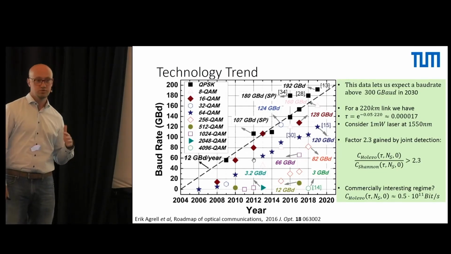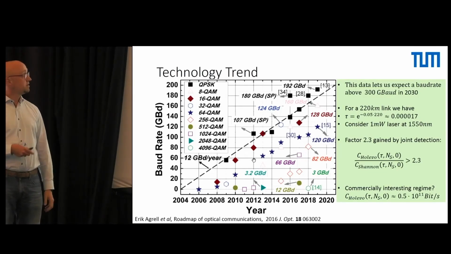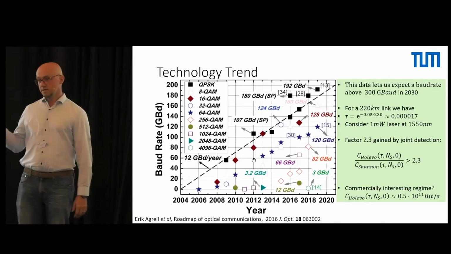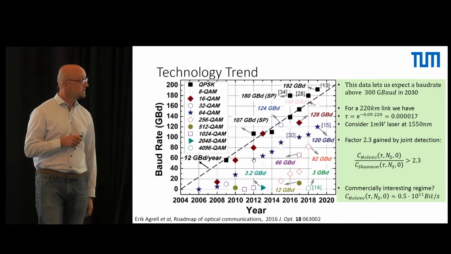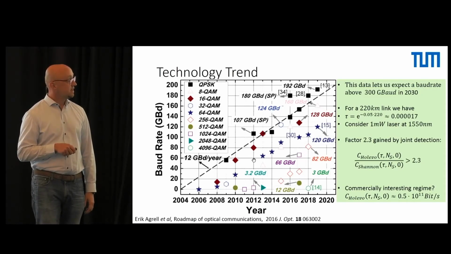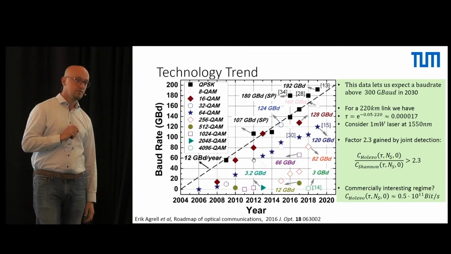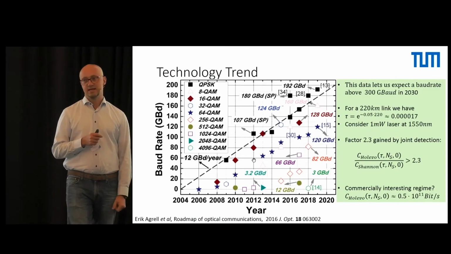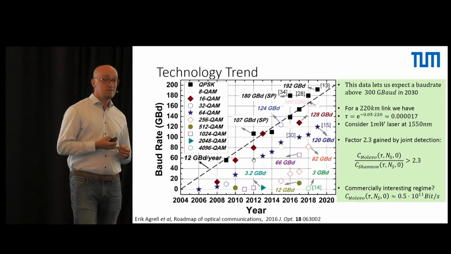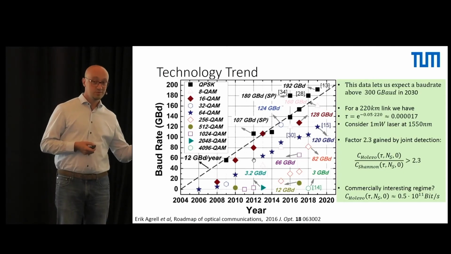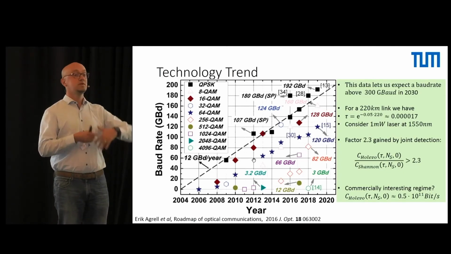So if we want to project this to 10 years in the future, then we would say something like, okay, in 2030, maybe we are at 300. And then if we again look at our 220 kilometer link, and again take a 1 milliwatt laser, then we see we will get a factor of 2.3 in 10 years from now, if we use quantum technology. Or maybe we should say it the other way around: if we don't start thinking about the quantum technology, we will lose out by 50%.